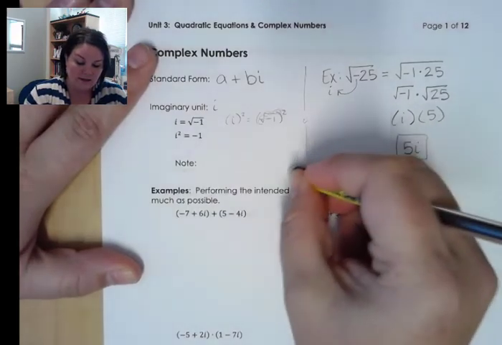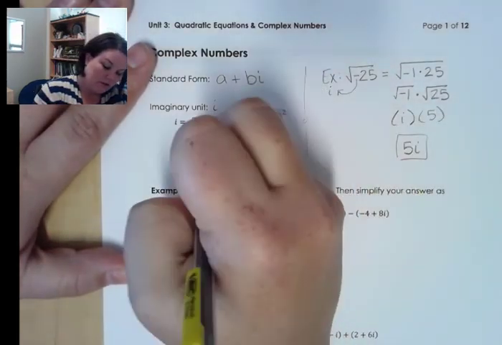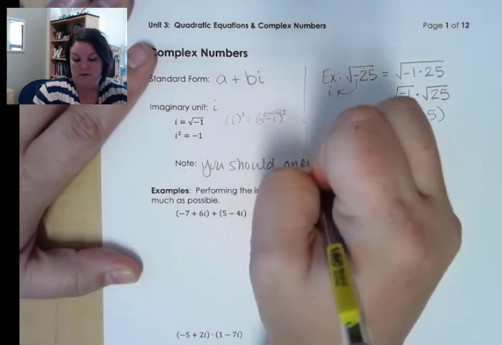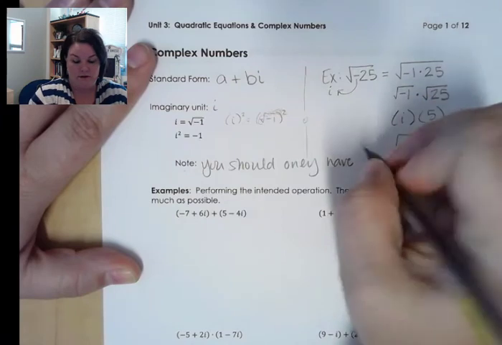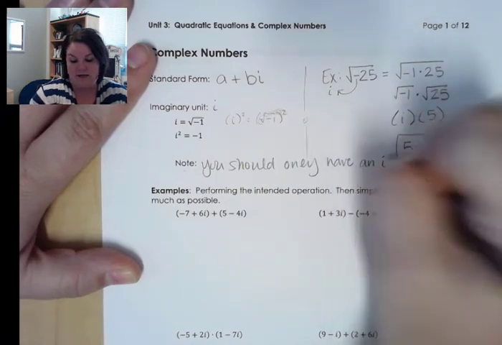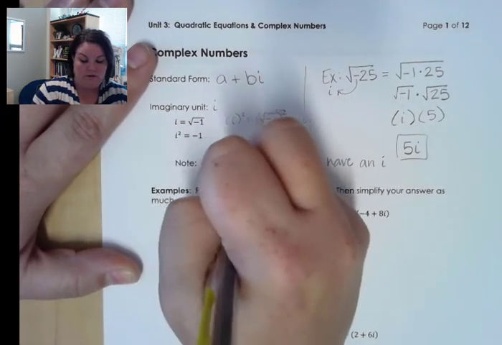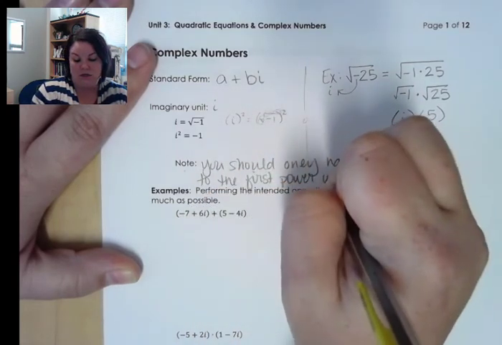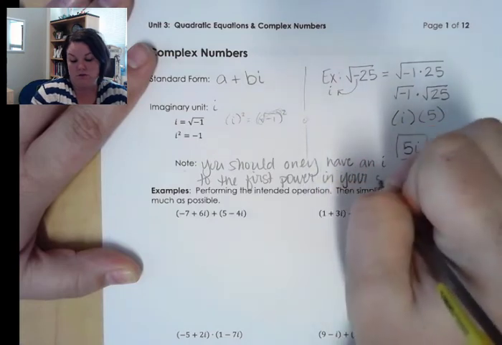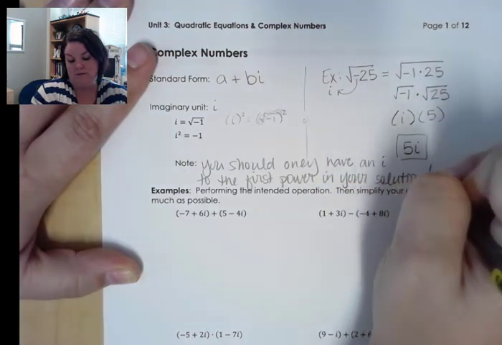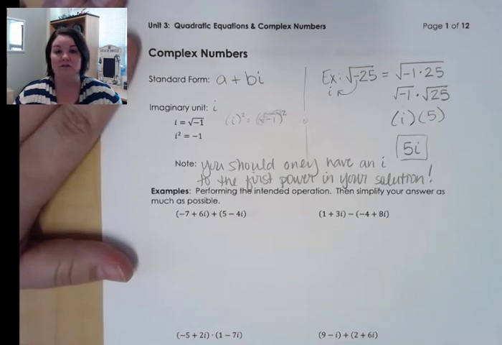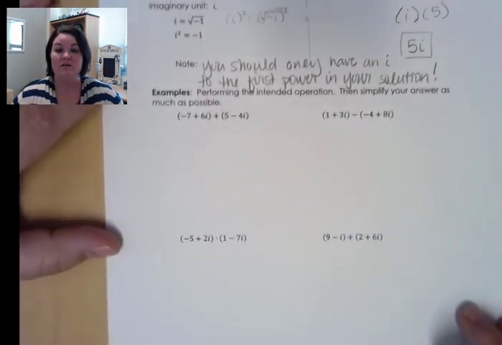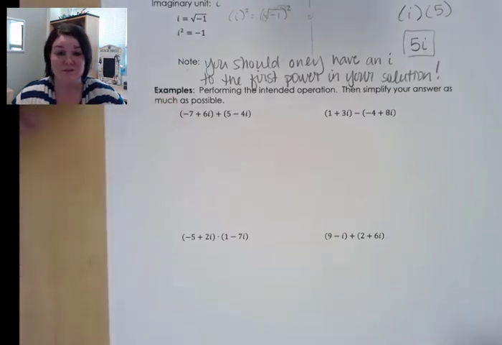Let me erase this line so that I can write it here. You should only have an i to the first power in your solution. Okay, you should only have an i to the first power in your solution. Okay, if you have anything higher than i to the first power, then you need to do some simplifying.